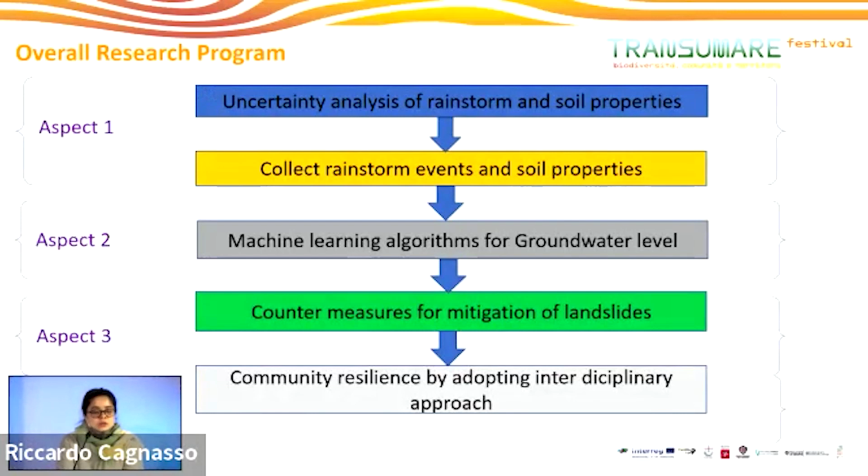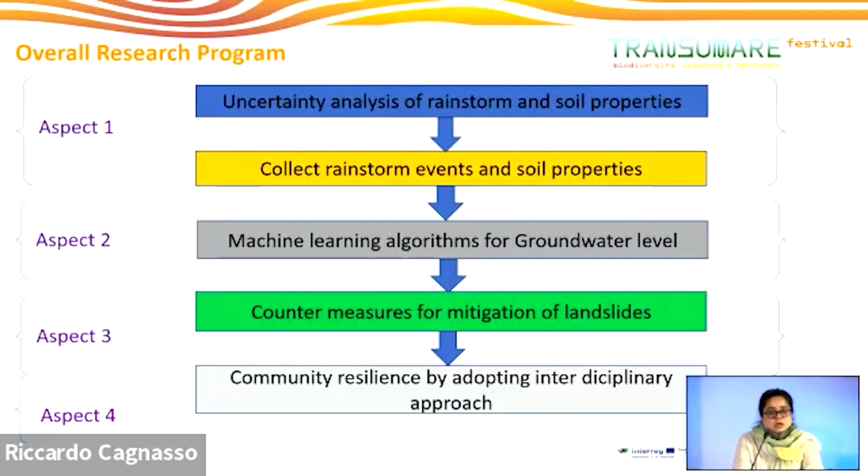So my overall research program is divided into 4 aspects. The first one is finding the uncertainty of the rainfall by collecting rainstorm events, and also by considering the soil properties: what is the type of soil in that region and how much water it can absorb. The next thing, as I mentioned, is that I am using machine learning algorithms for the prediction of groundwater level oscillations. After the prediction, we can suggest some countermeasures for the mitigation of landslides. Also, for community resilience, we can adopt other disciplinary approaches.